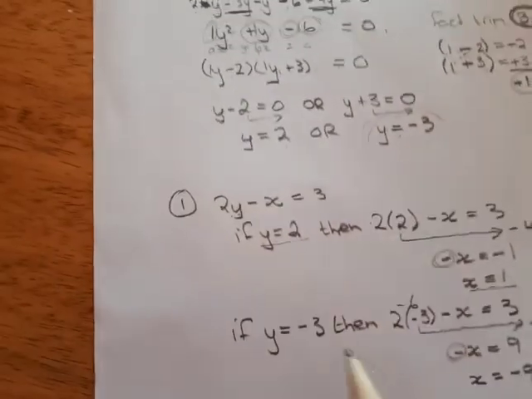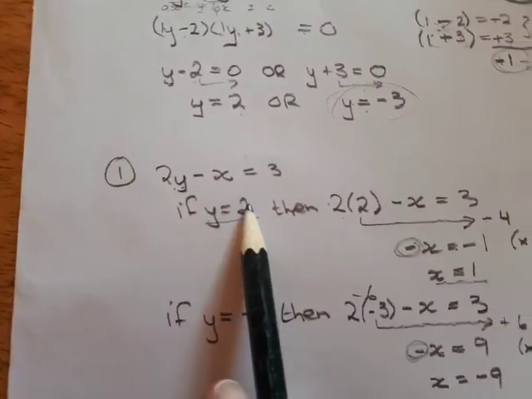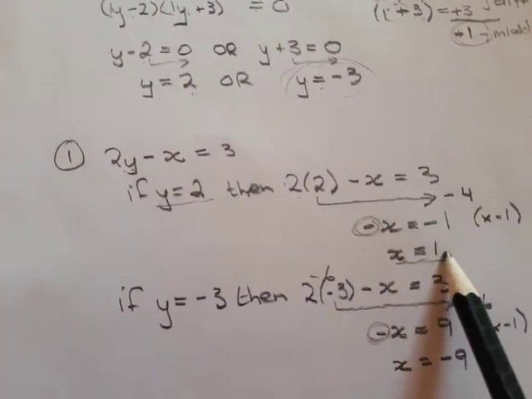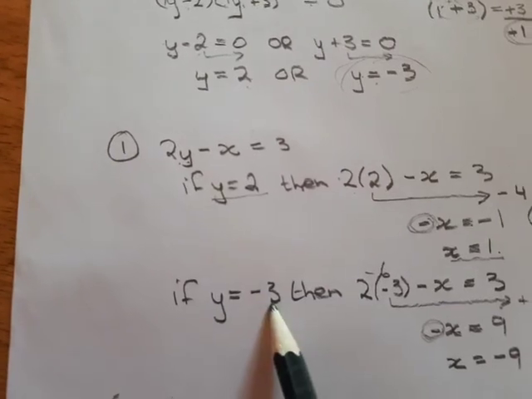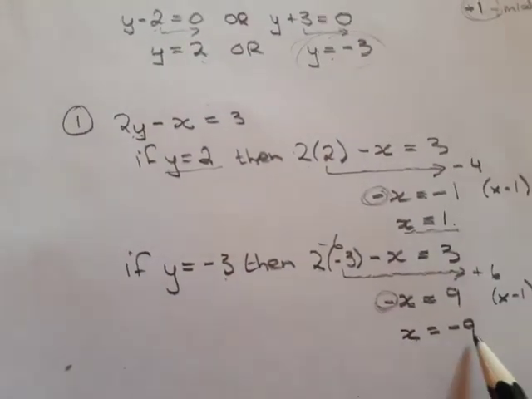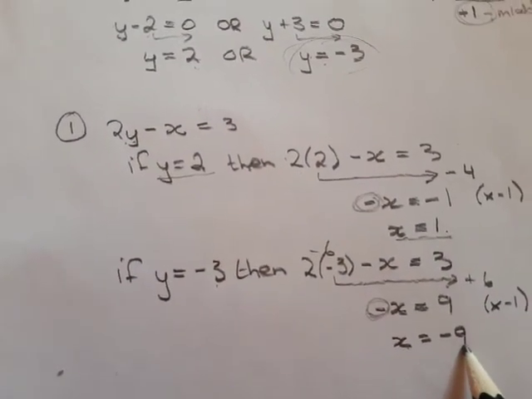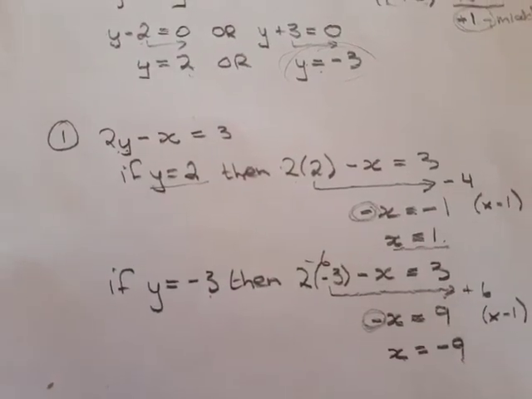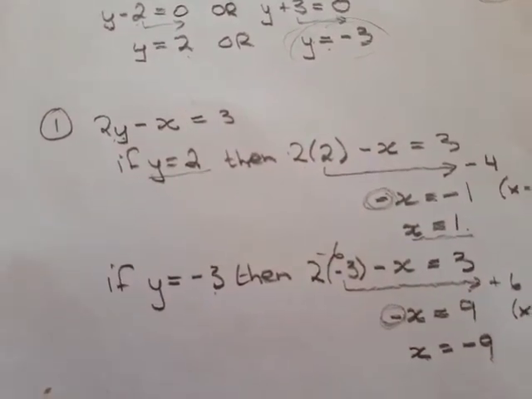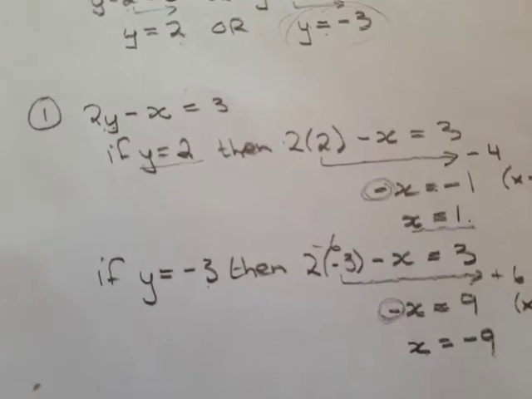So your answer is, people, if y is 2, then x equals 1. But if y equals negative 3, then x equals negative 9. And that is the solution for simultaneous, linear, and quadratic equations.